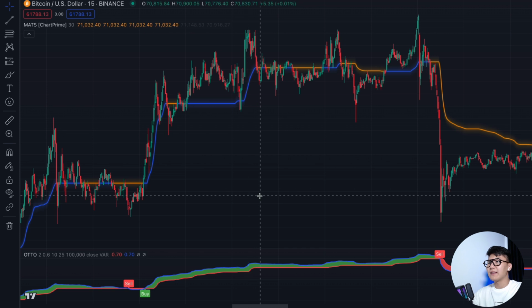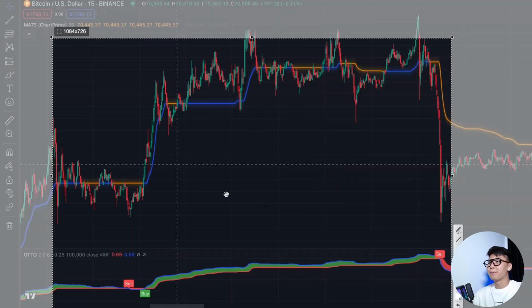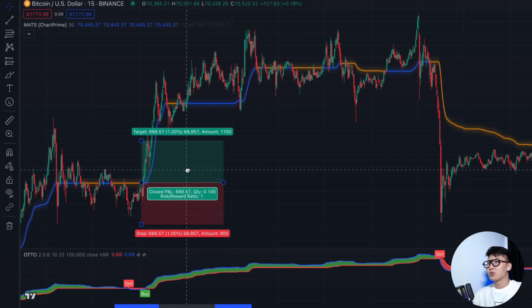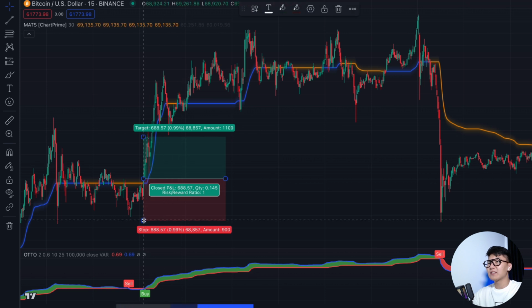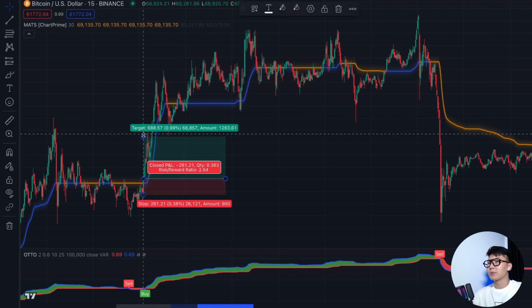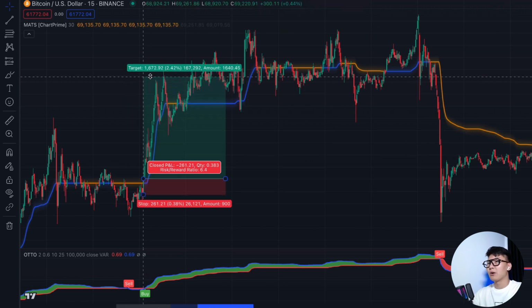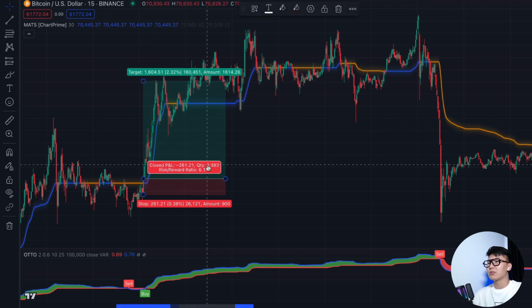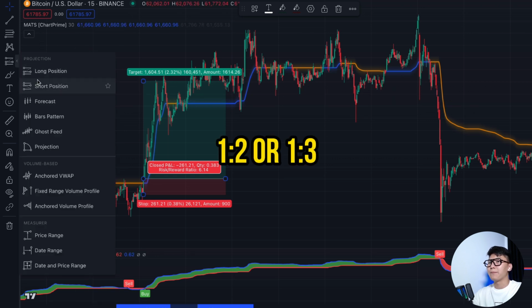When you get a signal to open a long position, check if the color of the moving average has changed from orange to blue. Only then should you open a long position, setting your stop loss and take profit levels. For instance, we enter here and place the stop loss just below the moving average or the previous structural point, and the strategy is effective for opening positions with a 1 to 3 or 1 to 2 risk reward ratio.